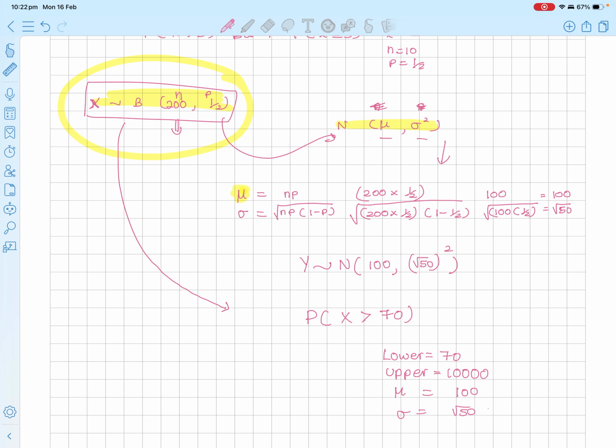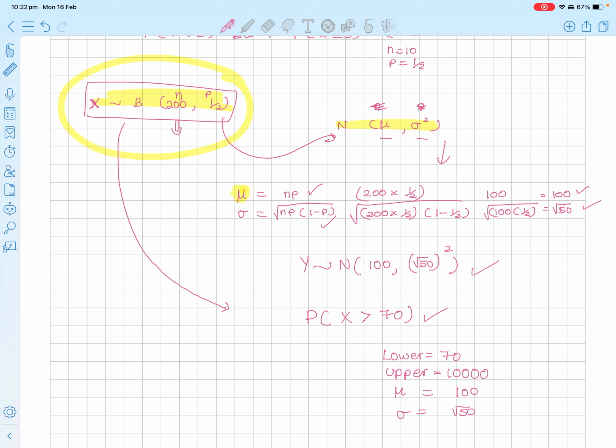Now, the only complication that we would have from this conversion from binomial to normal distribution, everything is simple. You've got the formula in the formula booklet. You just do 200 times half, 200 times half times 1 minus half. You find the answer. These are all good. You change it, rewrite it. Then you stick to the question: lower, upper, mu, sigma.